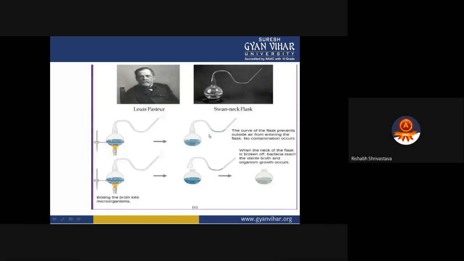This is one of the experiments of Louis Pasteur, and this is called the swan neck flask experiment. He took two flasks of the same design, both of them had swan necks. He added broth to that flask. He boiled the broth till the broth reduced to one third of the original quantity. In this boiling, he killed all the microbes in that particular broth.